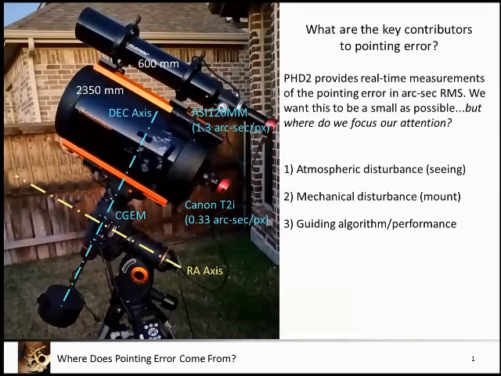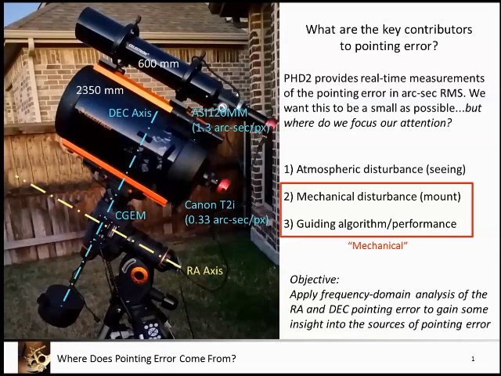There's the guiding algorithm itself and the performance of the mount in response to commands sent by the guiding algorithm to the mount. In other words, it's one thing to have the guiding algorithm know exactly what needs to be done to correct the pointing direction of the mount, but it doesn't do you any good if the mount is sluggish in responding to those commands. So those latter two sources I might just lump in and call mechanical, and then what's left over will be called the atmospheric disturbance, or the atmospheric seeing contribution to the pointing error.